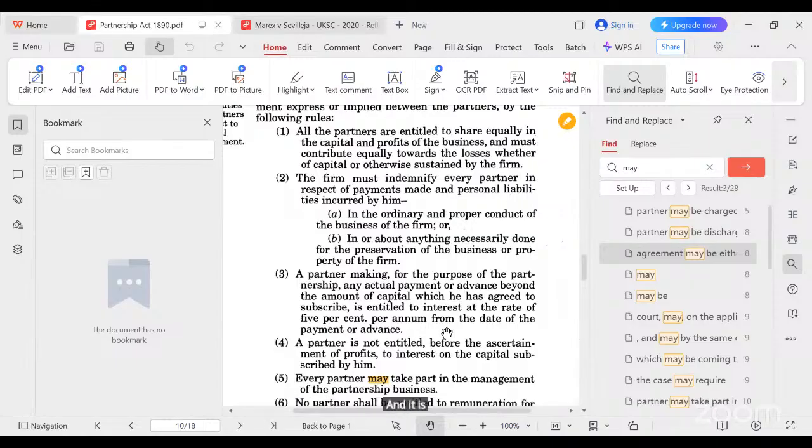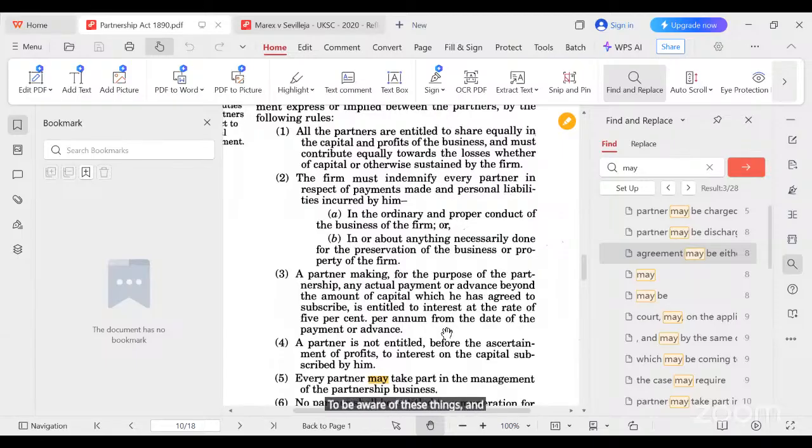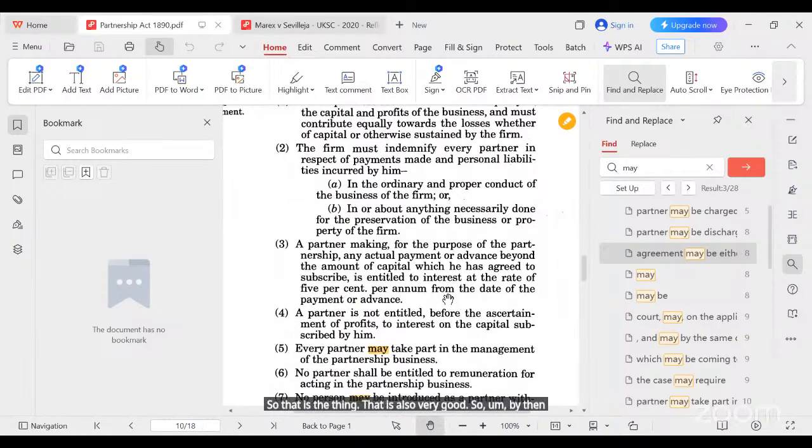And it is in the interest of the partners and the party that is giving the money to be aware of these things and adjust the interest rate to track the prevailing market rate, for his own good. So that is the thing. That is also very good. So by the time we combine those two answers, you can now see we have come to the best option to make it more functional, so that the parties and the partners can be happy with the customization that they will bring into this default provision. Yes, number 4. Thank you, guys.